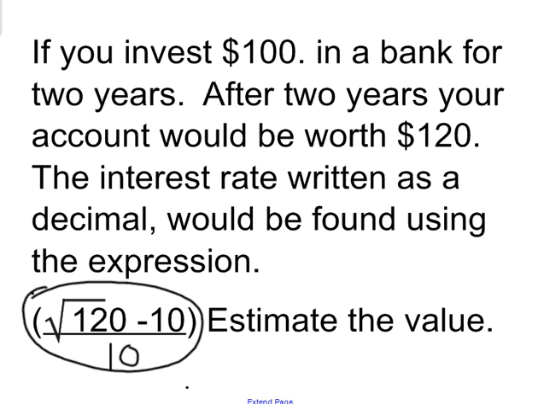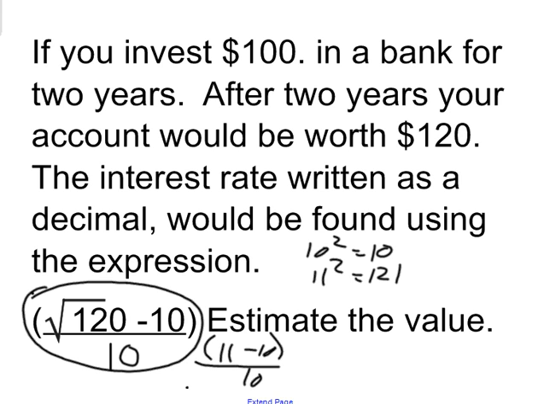Well, if I look at the square root of 120, let me think. 10 squared is equal to 100. 11 squared is equal to 121. So it's closer to 11. So I'm going to say it's approximately 11. So I've got 11 approximately minus 10 in the numerator, divided by 10. 11 minus 10 is 1. 1 divided by 10 is 1/10, or 0.1. So I'm going to say the interest rate is about 0.1. If I put it in percent form, of course, that would be 10%.